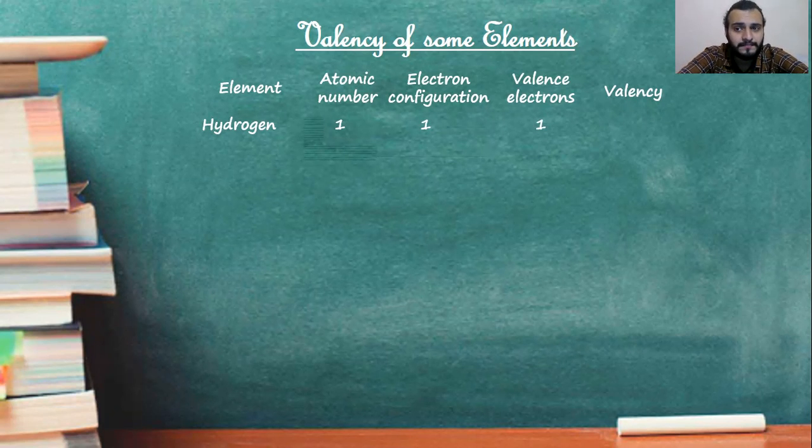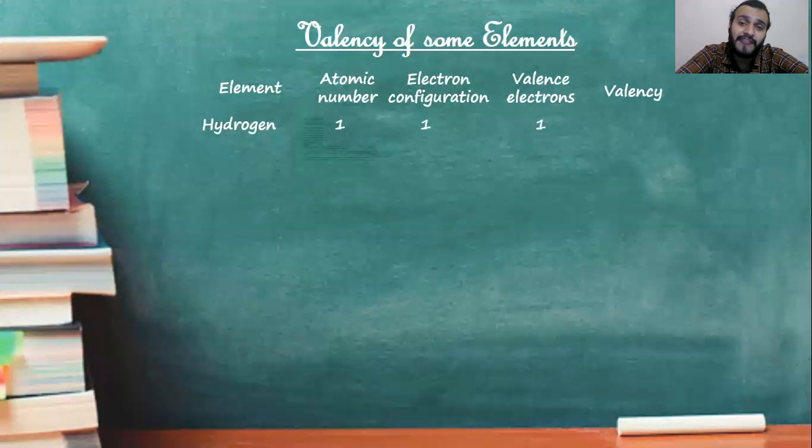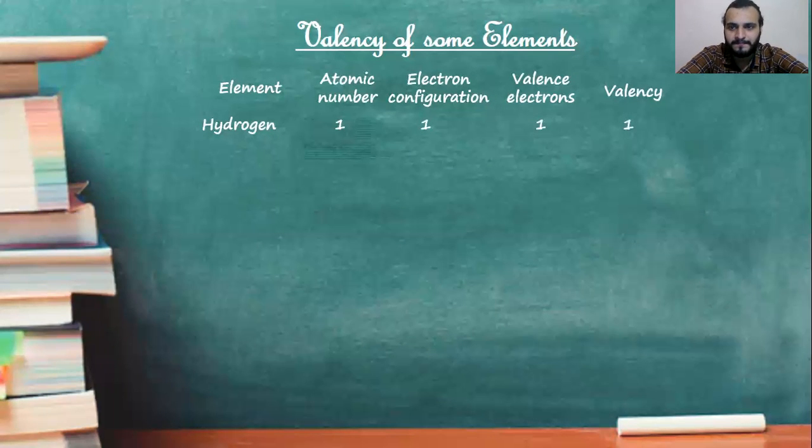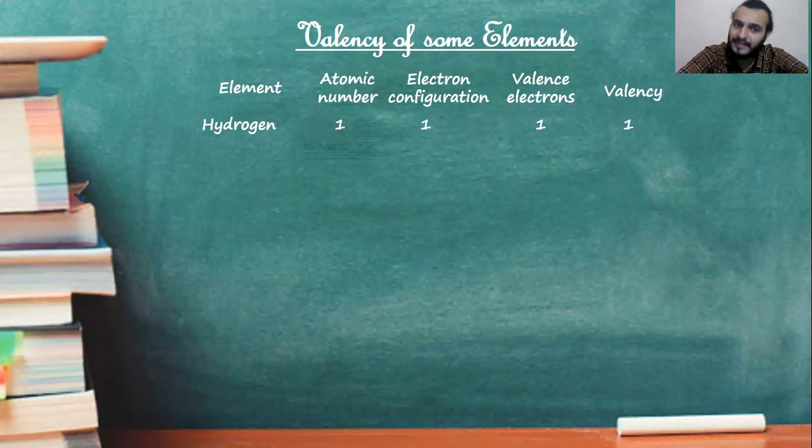And valency. Now, how to identify the valency? Just now we studied two states to become stable, either the duplet state or the octet state. In case of hydrogen, it has only one shell. And to become stable, that first shell should have 2 electrons. That is, its duplet should be completed. And to complete its duplet, hydrogen requires one more electron. So we can say its valency is 1. Similarly, let's try for the other elements.